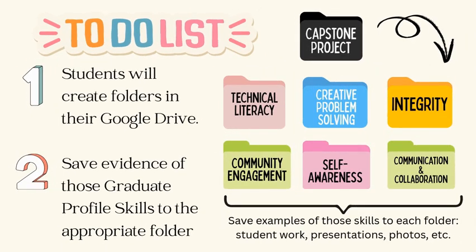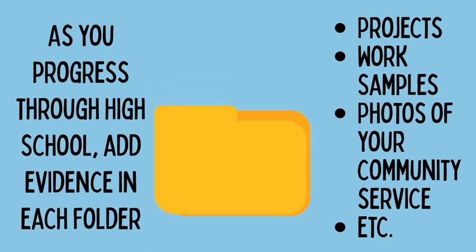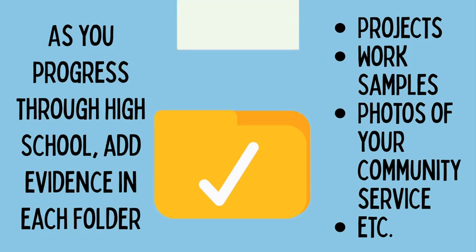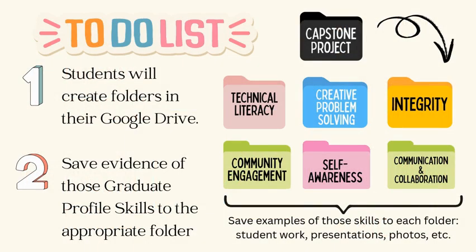So let's review your to-do list, specifically for the fall. First, students will create folders in their Google Drive. Then, they are going to save evidence of those graduate profile skills to the appropriate folder. So they might create one master folder and call it the Capstone project. Inside of that folder, they should have 6 additional folders, each folder labeled to correspond with its graduate profile skill. So the 6 folders you should have in your Capstone project folder include technical literacy, creative problem solving, integrity, community engagement, self-awareness, and communication and collaboration.